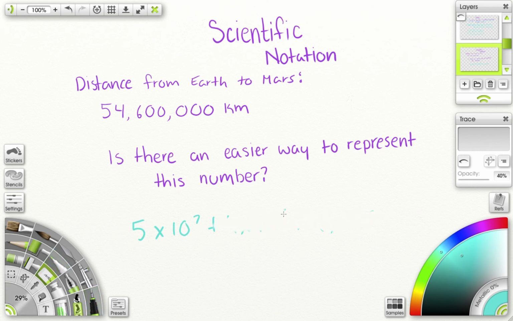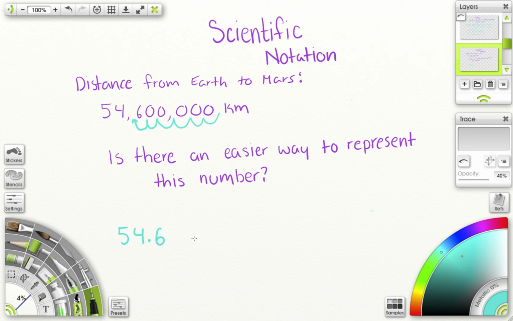So I'm dealing with a number that's over 54 million. What I can do in order to represent this in notation is, my decimal for this number is right here at the end. I'm going to move this decimal over. 1, 2, 3, 4, oops. 1, 2, 3, 4, 5, 6 points. So it ends up being 54.6. However, I can't just leave it 54.6 because that's clearly wrong.